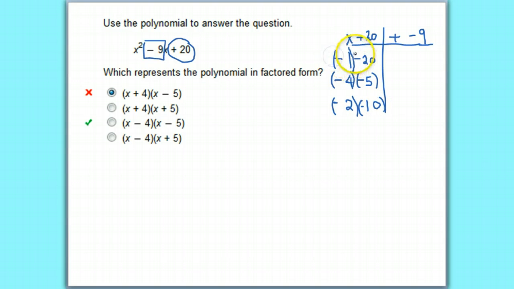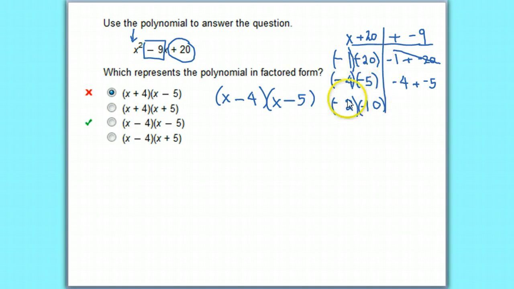Okay, which combination of those would add to negative 9? Well, if I take negative 1 plus negative 20, that's not going to work. That adds up to negative 21. But if I have negative 4 plus negative 5, yep, that's my combination. Okay, that adds up to negative 9. So once you find that combination, it's pretty simple. You just take the variable that's squared, you place it in the beginning of each parenthesis, and then you just put in these exact numbers, minus 4 and minus 5, and you're done.